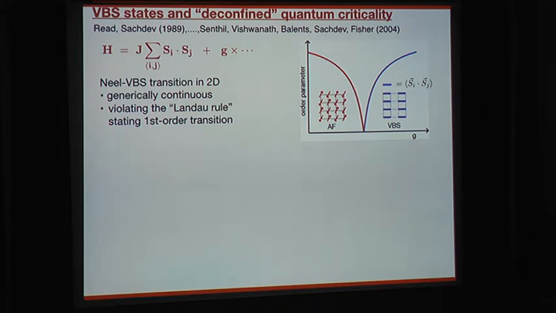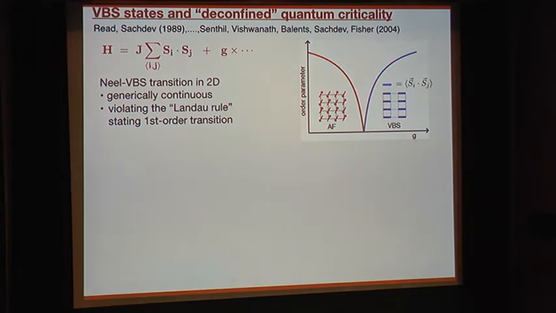But there were some new twists to the story in 2004, when these people suggested that this should be a continuous quantum phase transition, which had not really been proposed before. People had considered, within field theory approaches, how you should describe the VBS and so on, but there was somehow one piece of the puzzle missing.